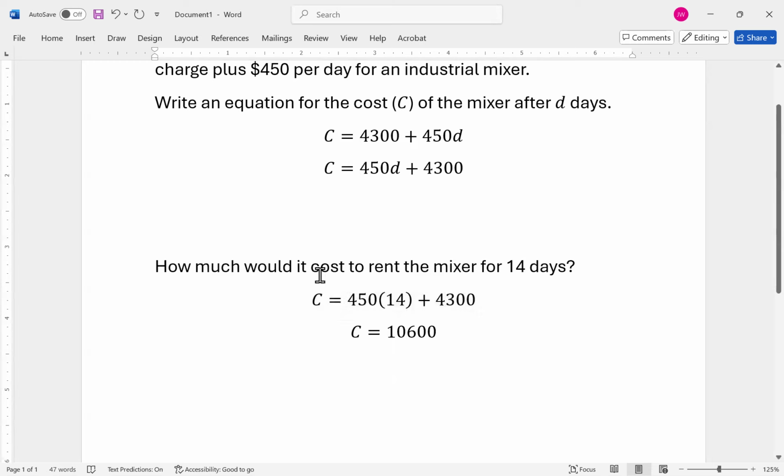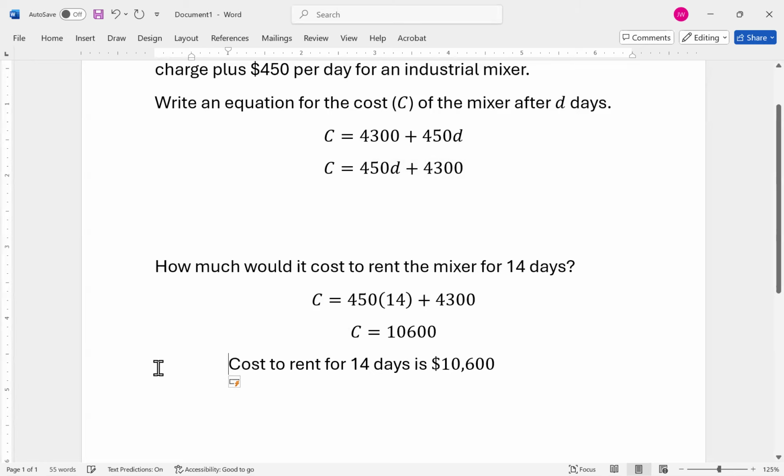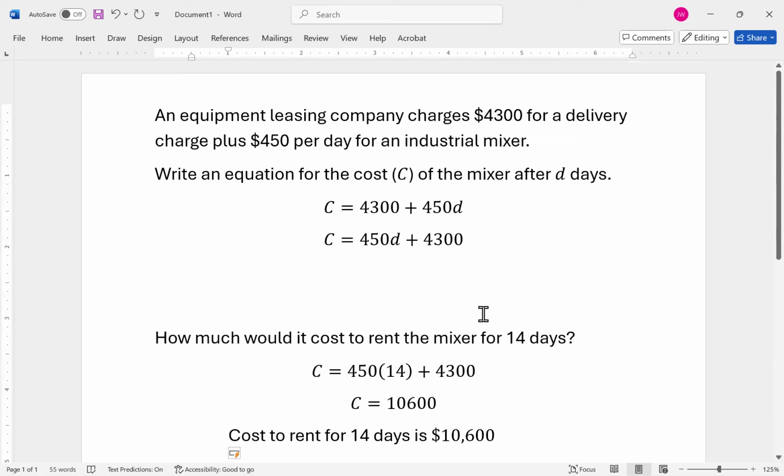Now, this is a cost and everything was in dollars. So the cost to rent for 14 days is $10,600. That's how we would answer that question. So that's it. That's the entire problem from example one.